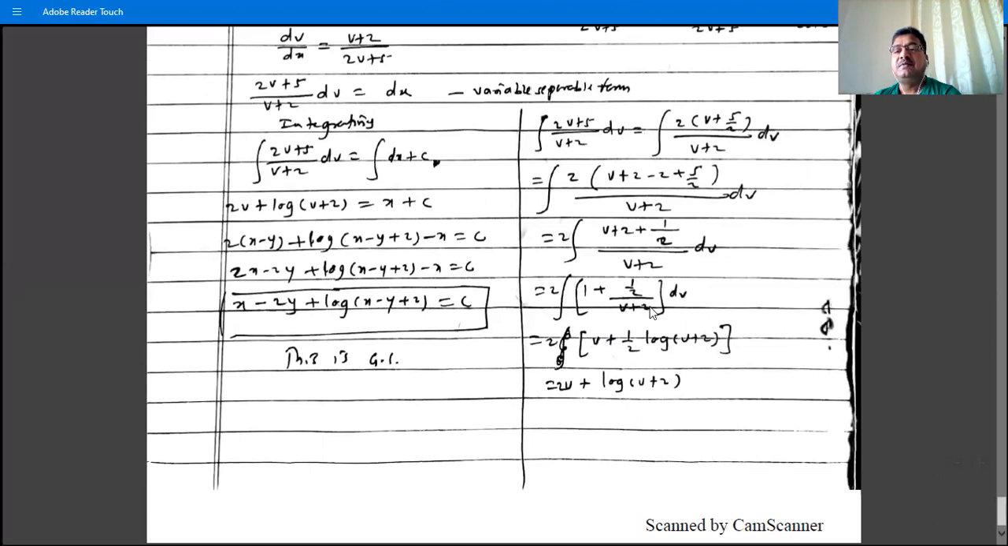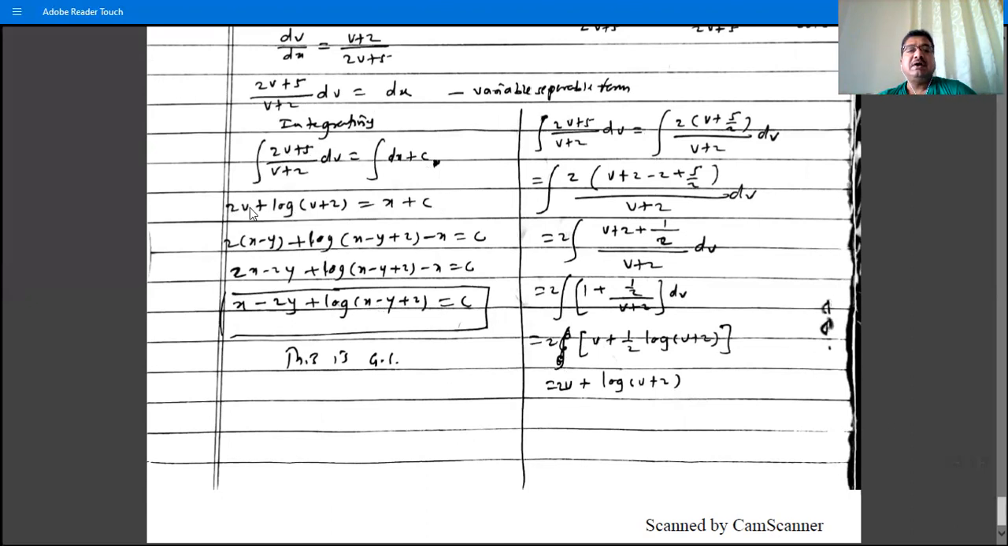What is the integration of 1 by (v plus 2)? Log (v plus 2), by using the rule that the integration of 1 by (ax plus b) is log (ax plus b) divided by a. The coefficient of v is 1. So the integration of 1 by (v plus 2) is log (v plus 2). And then after multiplying, we have 2v plus log (v plus 2). So the integration of this factor, (2v plus 5) divided by (v plus 2) dv, is 2v plus log (v plus 2), equal to the integration of dx, which is x plus constant of integration, suppose c.